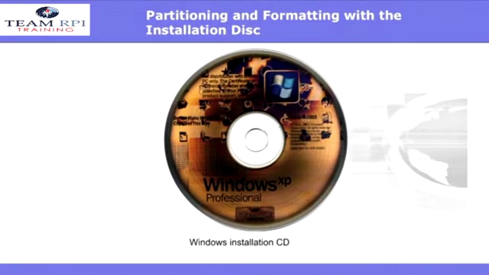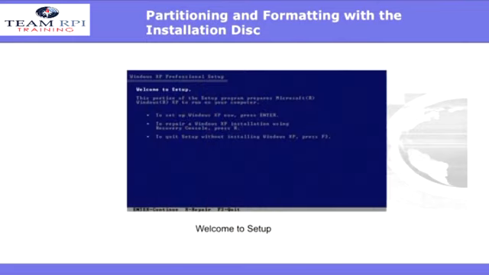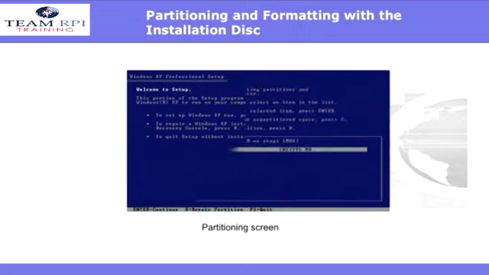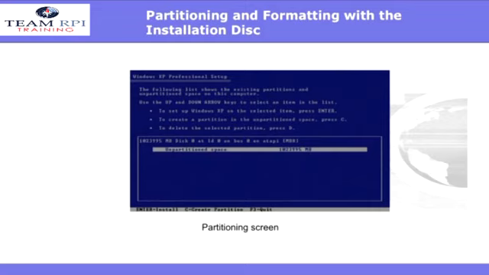So first, grab your installation disk and put it in your system. You'll see a screen that says Welcome to Setup. Select the appropriate option. Next, you'll have to select your partition. It will automatically identify how much disk space you have available for your installation.